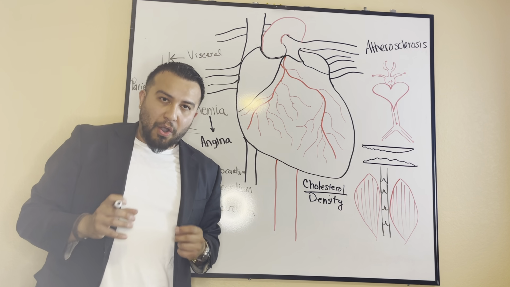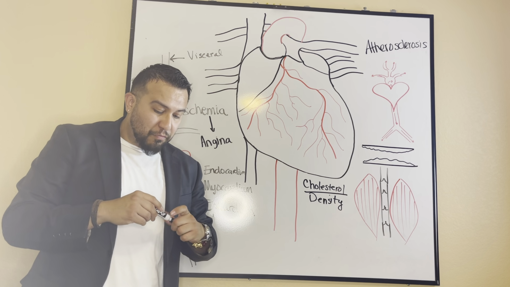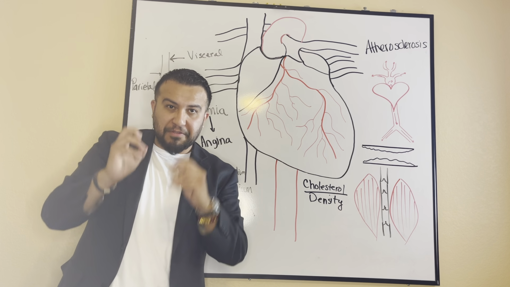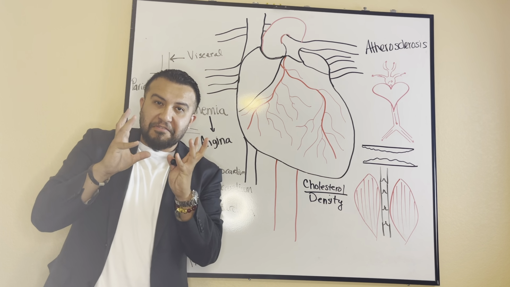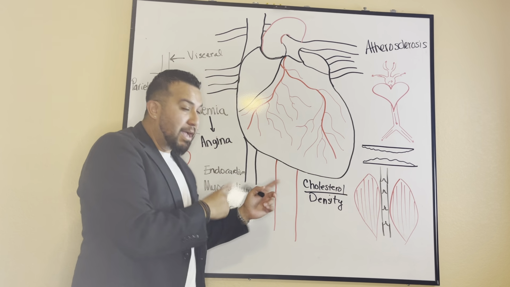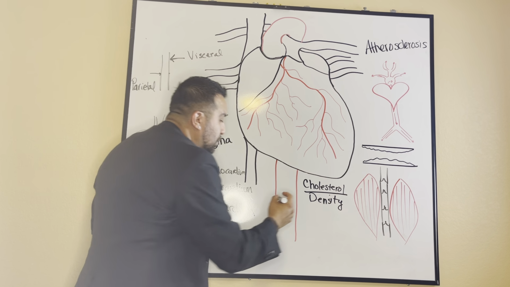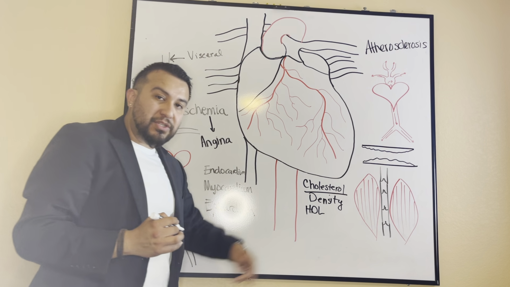Density means how hard or how soft something is. The more dense it is, the more hard it is. So if we pretend that we have a little ball, a globule of fat, and I throw it against this wall right here, if the globule of fat is highly dense, if it's very hard, it's gonna bounce right off the wall. That's what we call our high density lipoproteins, or HDLs.